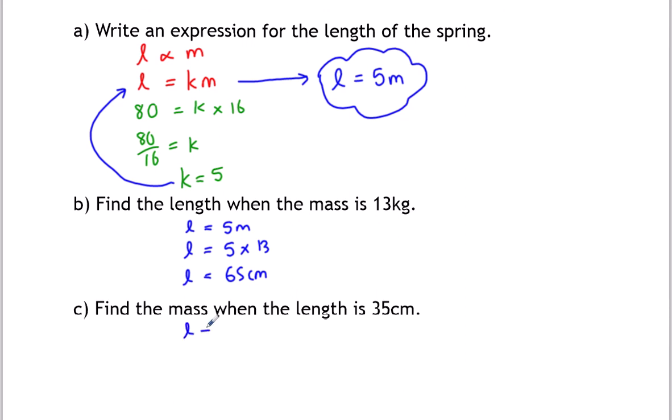Part C, remember, start with L equals 5m. Find the mass when the length is 35. So 35 on the left, where L is, equals 5m, and we're working out m. 35 divided by 5 equals m. M would be 7. Okay, which makes sense because we said it's 5 centimeters for every kilogram, and 7 times 5 is 35. Okay, direct proportion is not particularly difficult if the numbers are nice.